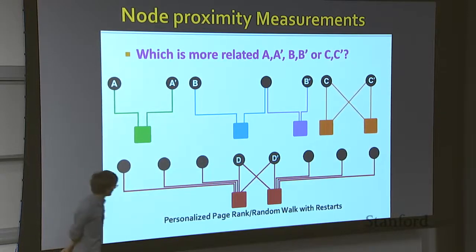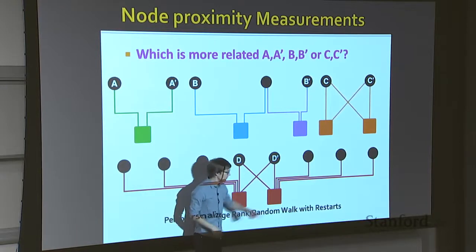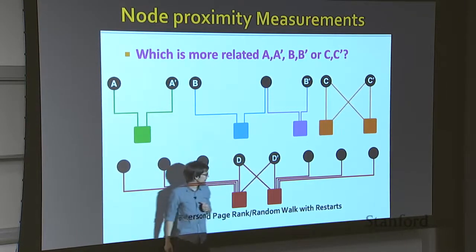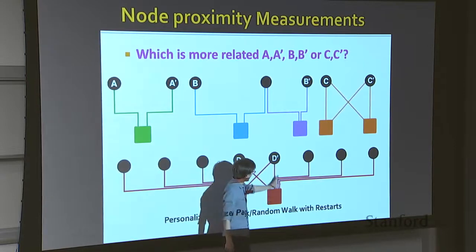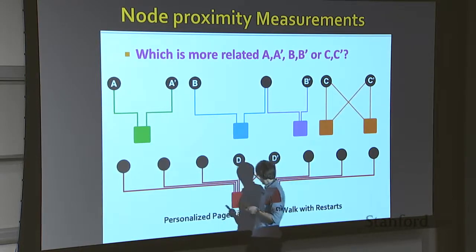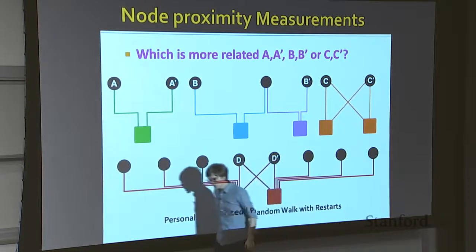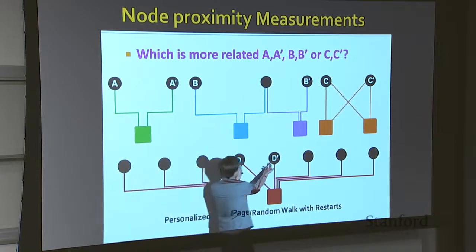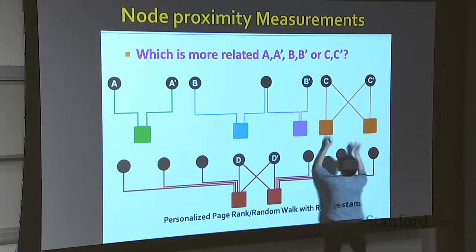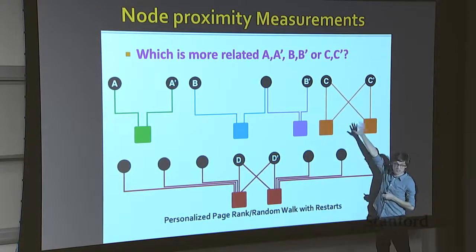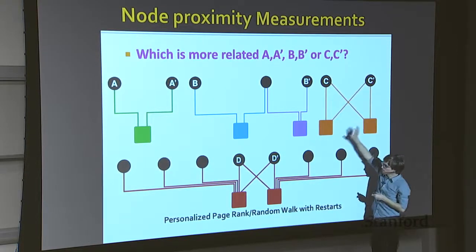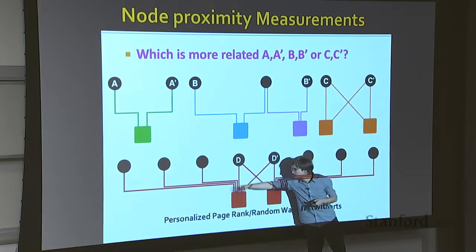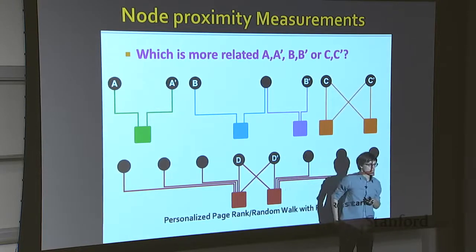Imagine the following. Imagine 2 red users who have both bought D and D prime, but then this user also bought a bunch of other items, and this other user bought a bunch of other items. And now you can say, are D and D prime more related than C and C prime? And we'd like to say that C and C prime are more related than D and D prime because of all this excess noise here, right?